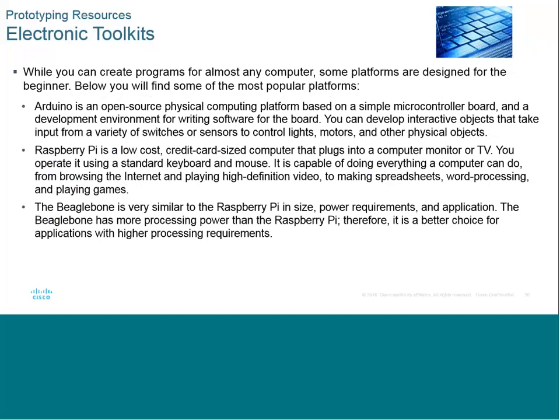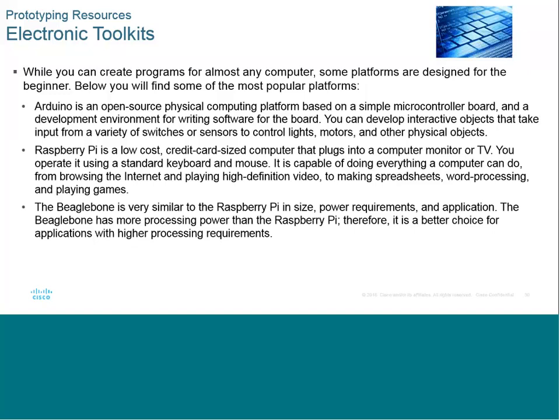Also, Raspberry Pi is a low cost, credit card size computer that plugs into a computer monitor or TV. Arduino is less expensive, and Raspberry Pi is a little bit costlier than Arduino, but it has more functions than Arduino. It is capable of doing everything a computer can do, from browsing the internet and playing high definition video to making spreadsheets, word processing, and playing games. You can use this one, and you can implement your idea on both of these devices.